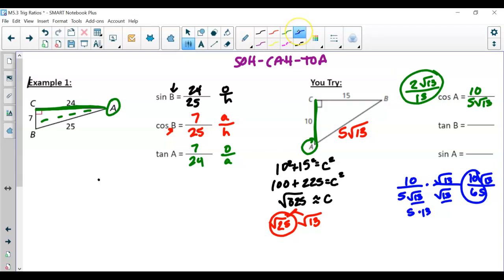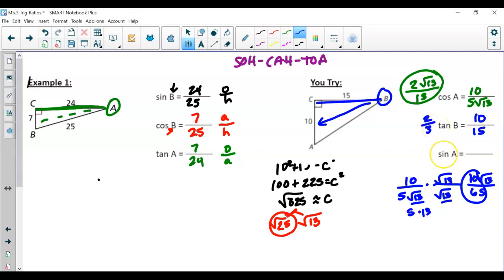Now, tangent of B is just good old opposite, which is 10, over adjacent, which is 15. Now you can simplify that by 5 again, so 2 over 3.